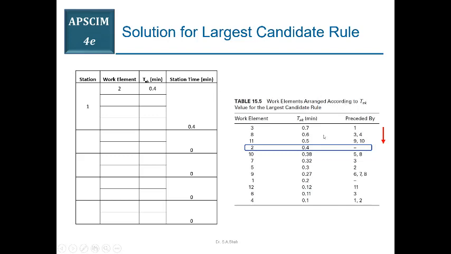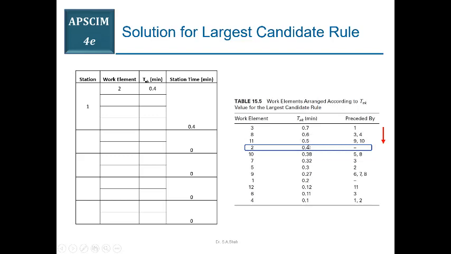So I will look for the elements which have operational time of 0.6 minutes or less than 0.6 minutes. Okay? So this 0.7 we cannot assign at all. So I will look for the second which is 0.6. It can be assigned, but their predecessors are 3 and 4. And operation number 3 and operation number 4 have not yet been assigned to any of the workstations. So I cannot assign this work element.